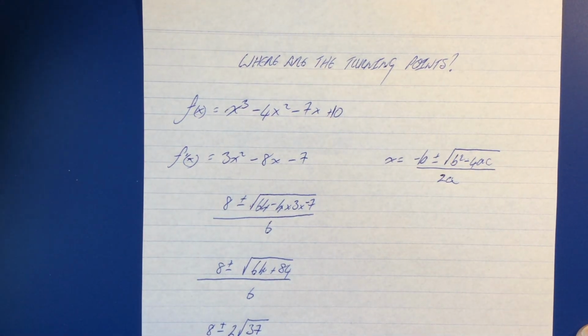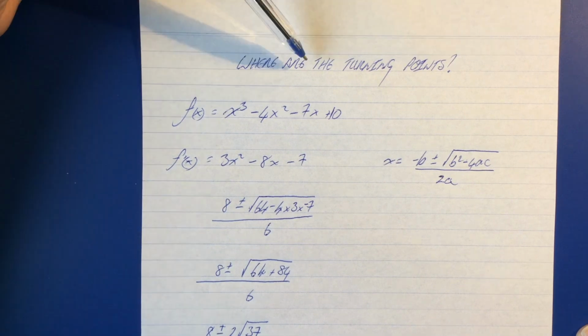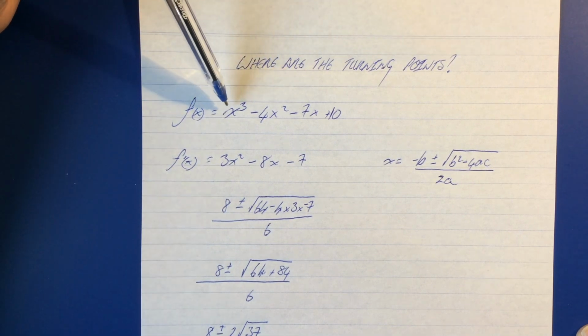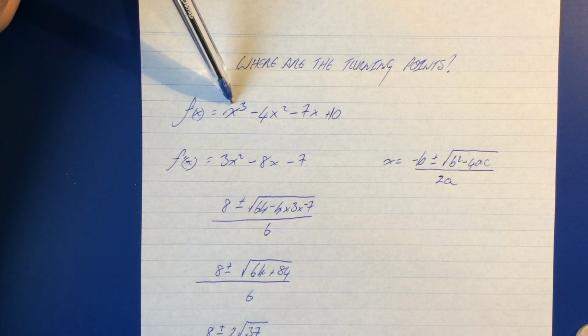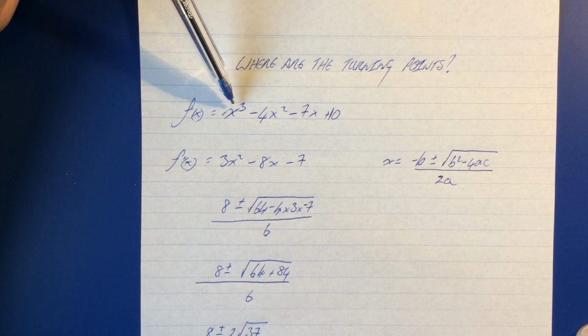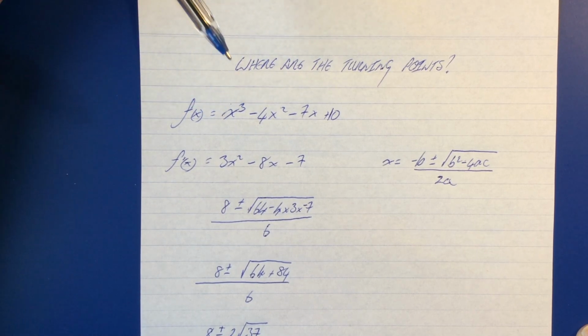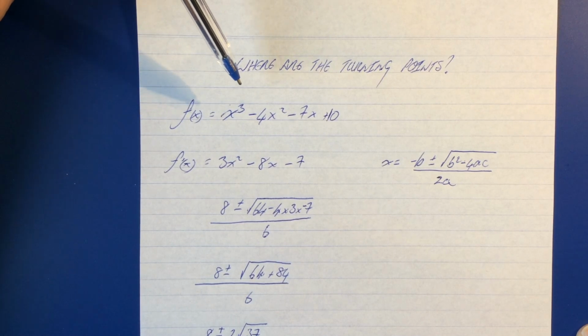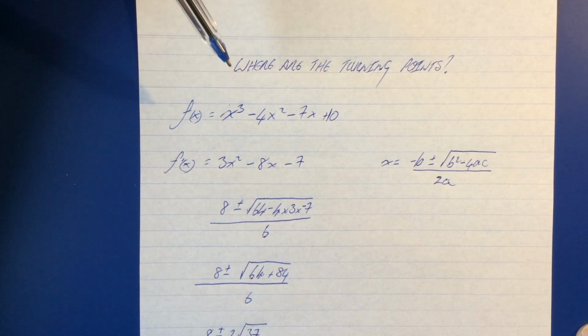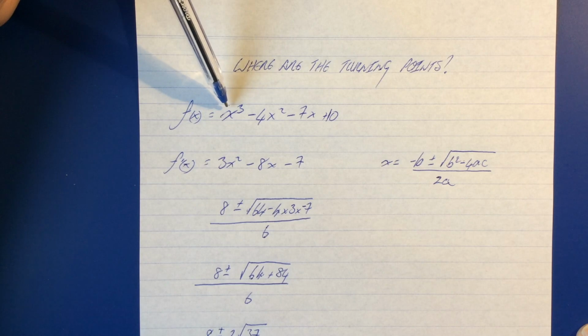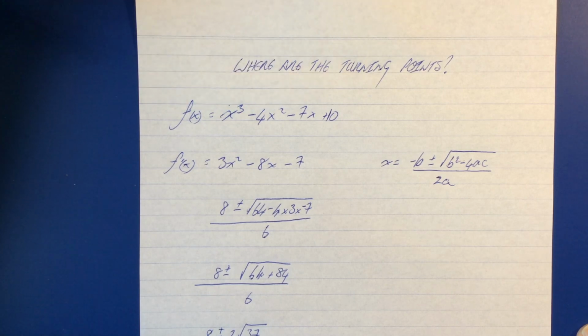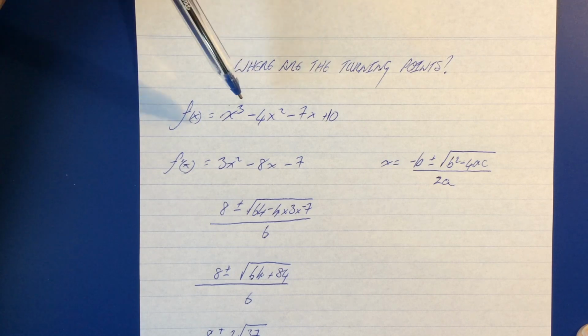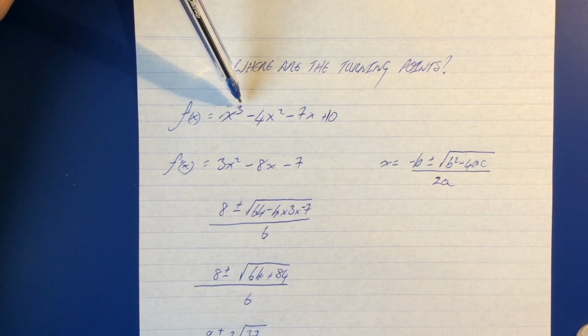Today we're looking for the turning points of a function, and the function that I've chosen to look at is this one here. It's a cubic. Now, generally speaking, the turning point of a quadratic is really easy to find because quadratics are symmetrical. In order to find the turning point of a cubic, or some of the higher functions, we have to resort to calculus. We differentiate the function.